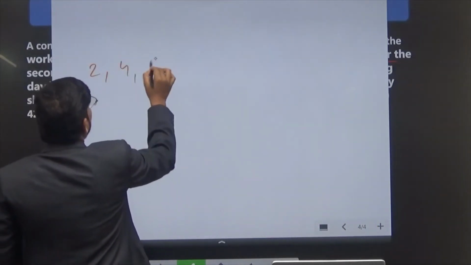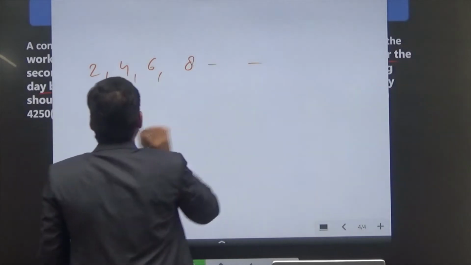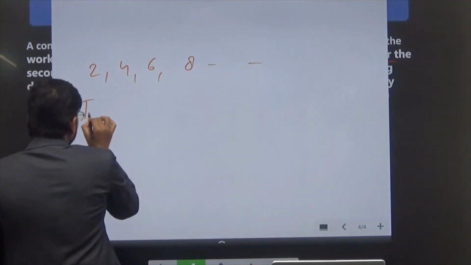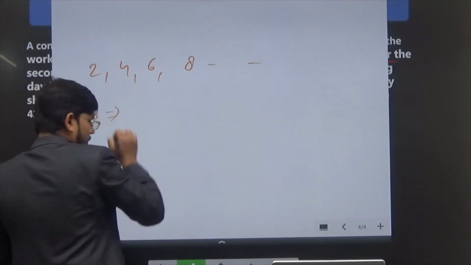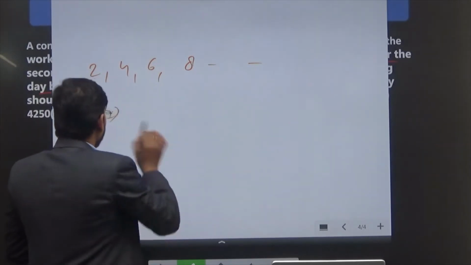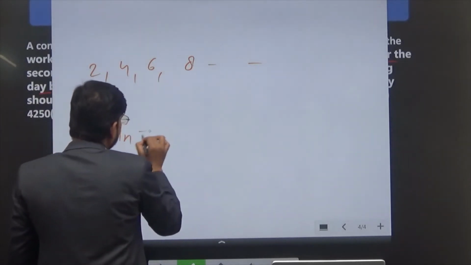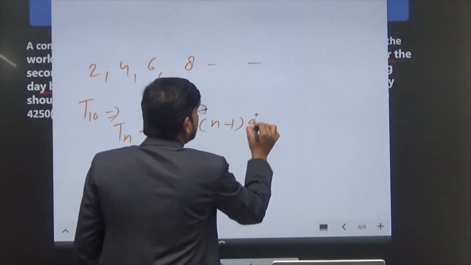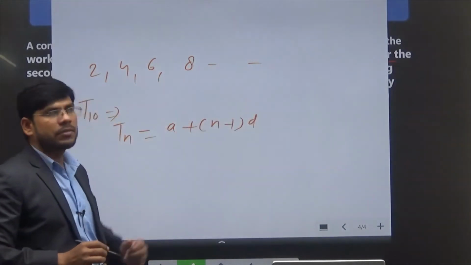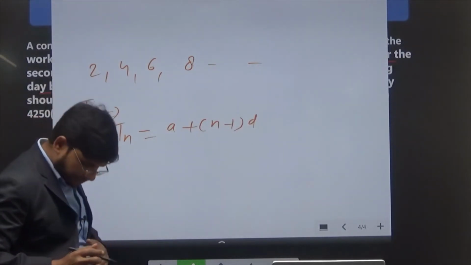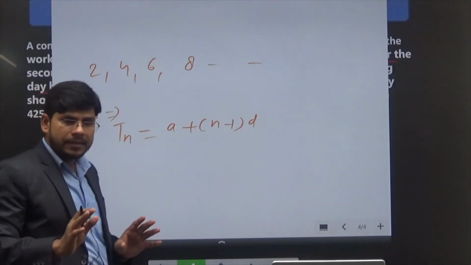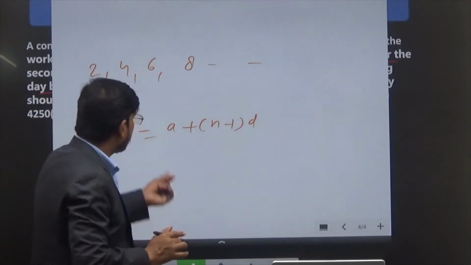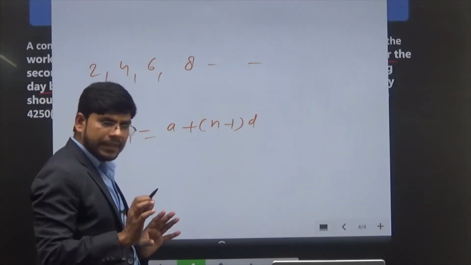2, 4, 6, 8 and so on. And we have to find out the value of T10. So what we know, Tn is equal to a plus n minus 1 into d. Okay, clear? A plus n minus 1 into d, clear?